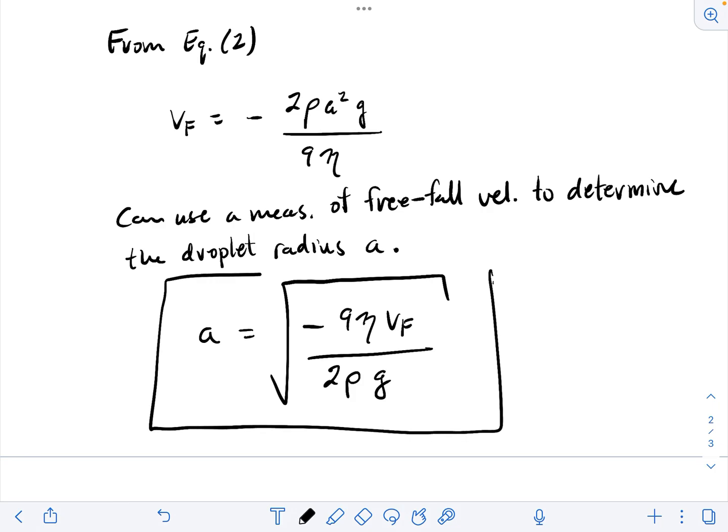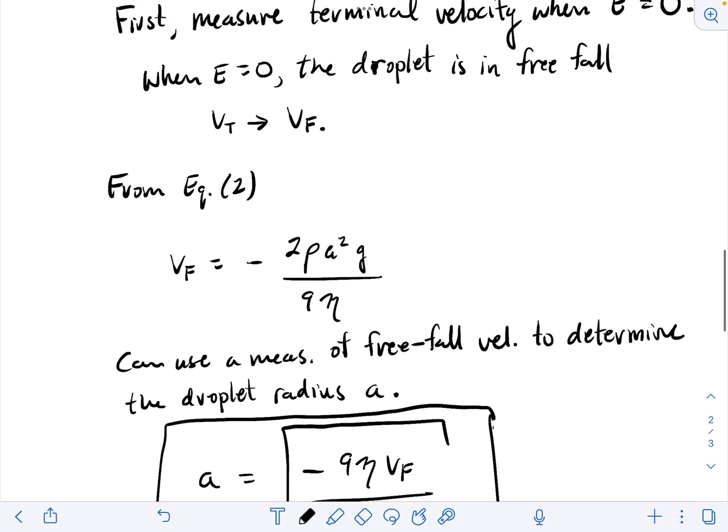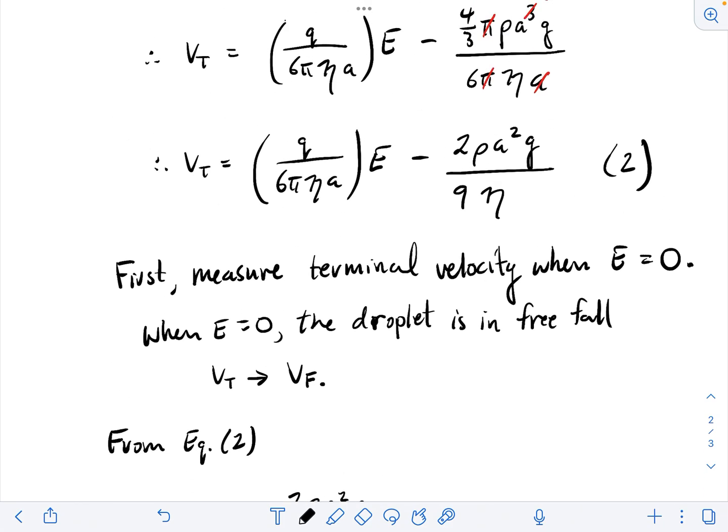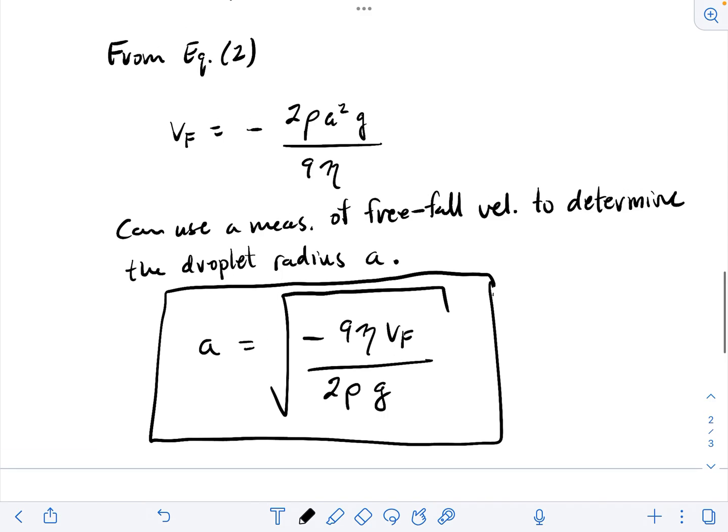And so in equation 2, we had two unknowns, the radius A and the charge. What we've managed to do is come up with a way of finding one of those unknowns, the droplet radius. You might be worried about taking the square root with a negative sign in there, but remember the free fall velocity is going to be negative itself, so we have minus the free fall velocity, and so overall everything under the square root sign is positive. And so we won't run into any problems with that square root. Okay, so we now know the droplet radius.